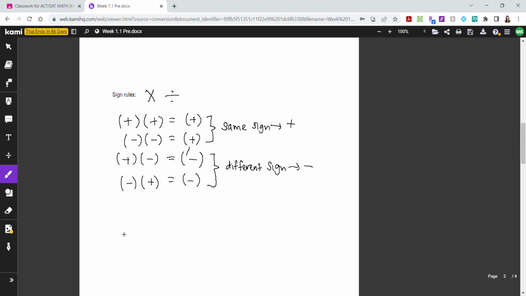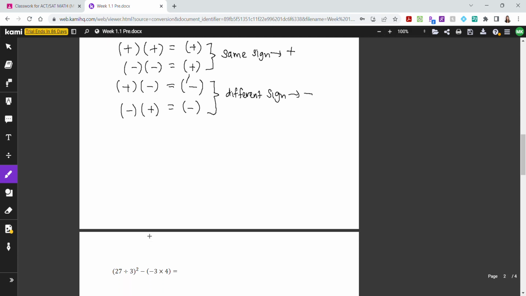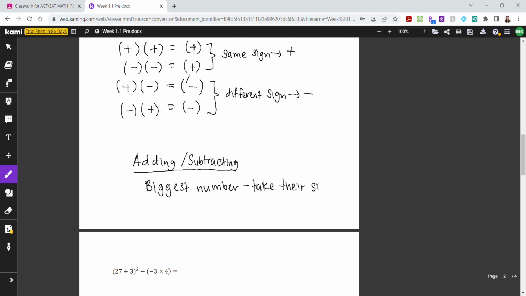Now for addition and subtraction, right? If you are adding or subtracting, you want to take the sign of the biggest number. So you want to take their sign. And we'll see in a second what I mean by take their sign, all right?